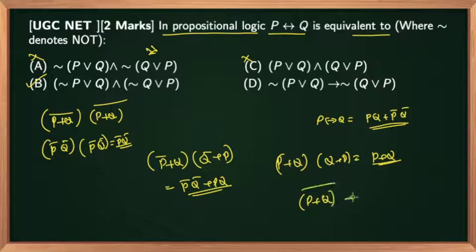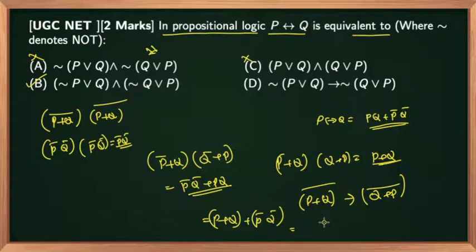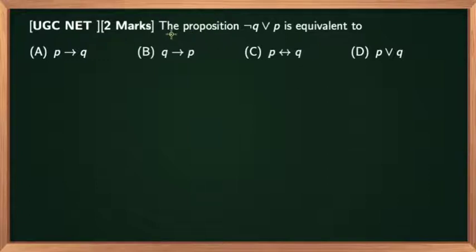D says it is (P plus Q) all bar implies (Q plus P) all bar. That's equal to P plus Q plus P bar Q bar, right? So that's equal to false, right? This will always be false, so it is not D. So the correct option should be B. This is a direct question. The proposition P plus Q bar is equivalent to... You know that this one will be equal to P plus Q bar, right? So it's a direct question, the answer should be B.